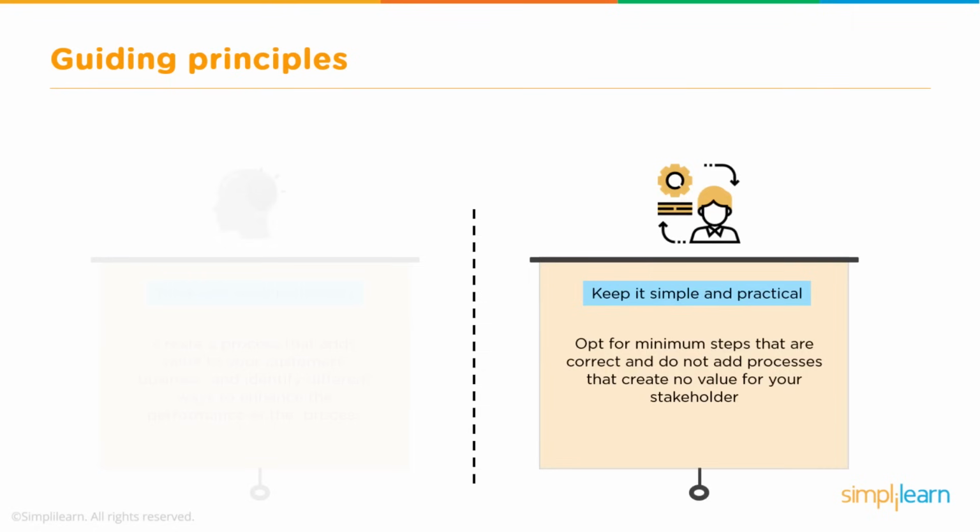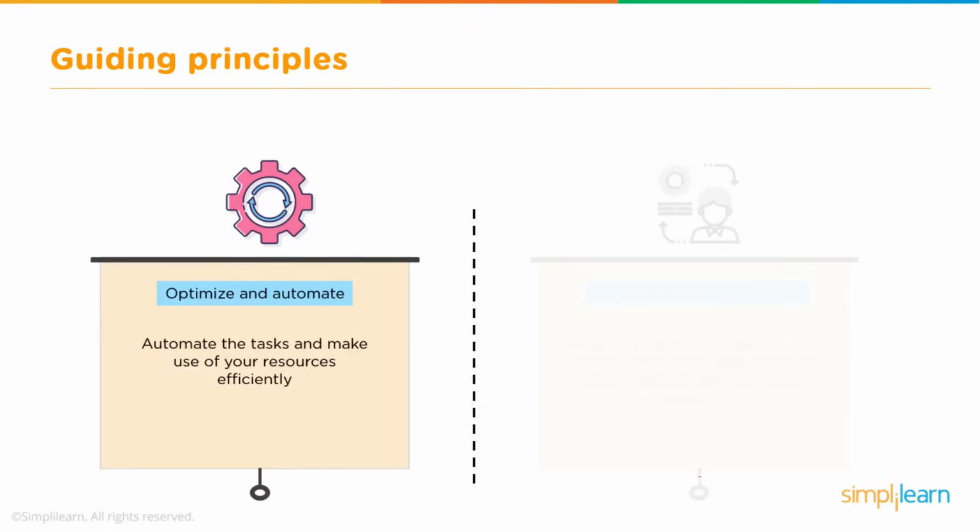Keep it simple and practical. It is always important to opt for minimum steps that are correct, and not add processes that do not create value to the stakeholders. Optimize and automate. This refers to consideration of the services which need to be optimized and automated, which helps in improving the efficiency and effectiveness, and also optimizes the resources and costs.